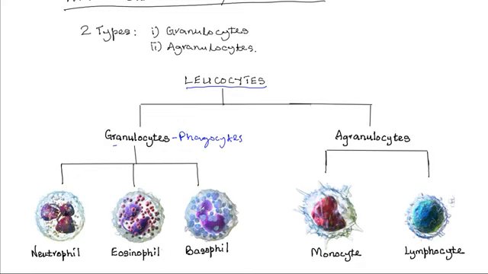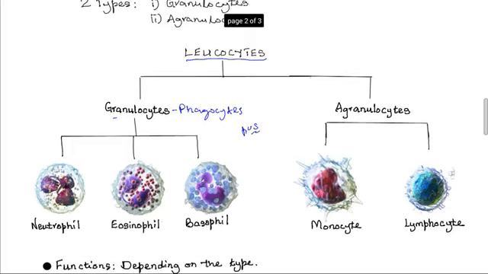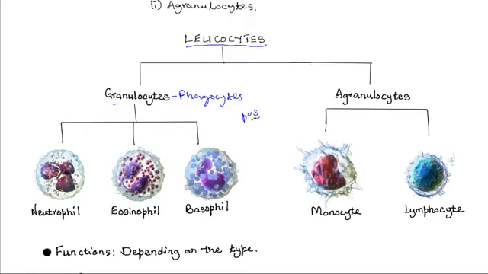Now, some white blood cells may die in the course of phagocytosis. So the dead phagocytes, together with the dead microorganisms and damaged tissues, form what is known as pus. There are three types of granulocytes: the neutrophil, eosinophil, and basophil. That is the neutrophil, eosinophil, and basophil.